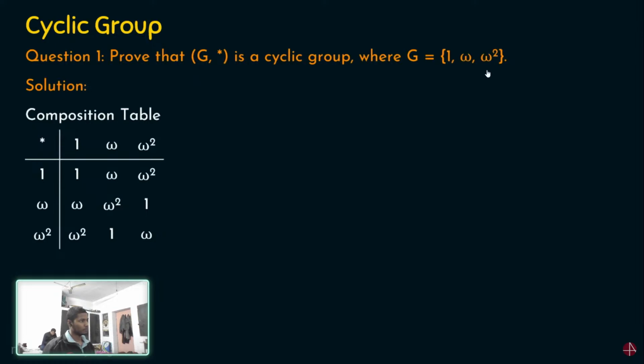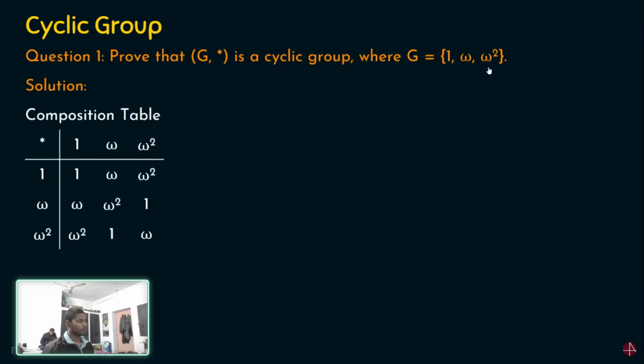A group is said to be a cyclic group if it contains at least one generator element. Here how many elements we have? 1, 2, 3 elements we have. So we need to prove that there is at least one generator element in the group. We are required to prove that there is one generator element out of these 3 values. Now what is a generator element?